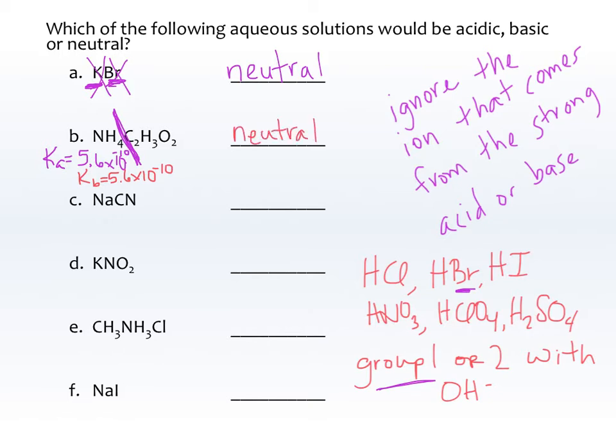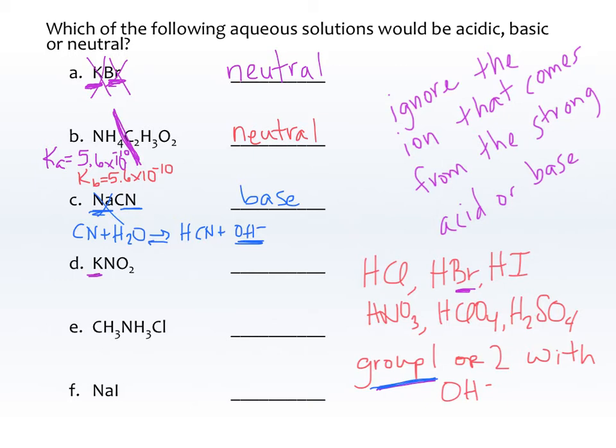When it's strong, strong, it's automatically neutral. When it's weak, weak, you're going to have to check the Ka and Kb chart to determine. All right, for the next one, NaCN. Na is group 1, so Na ignore. CN is not part of the strong. CN is weak. So, if you put CN with water, it doesn't have an H to give to water, so it must be taking an H from water. And if you take an H from water, you're left with hydroxide. Hydroxide should tell you that this guy is a base.